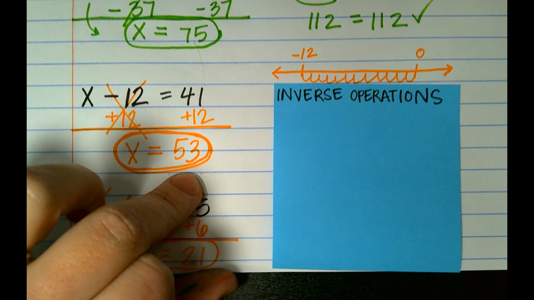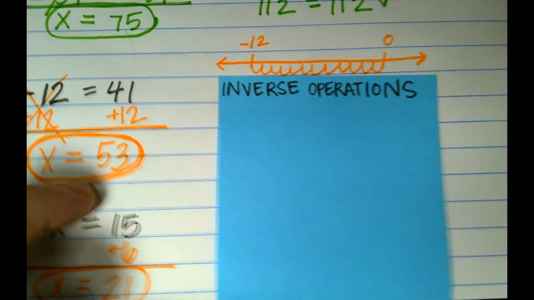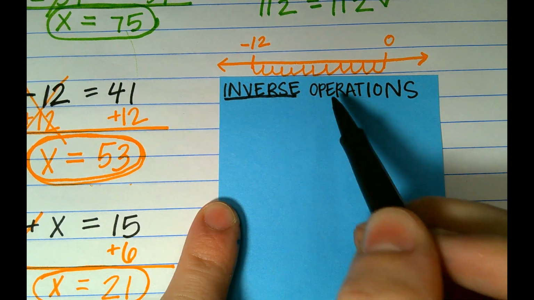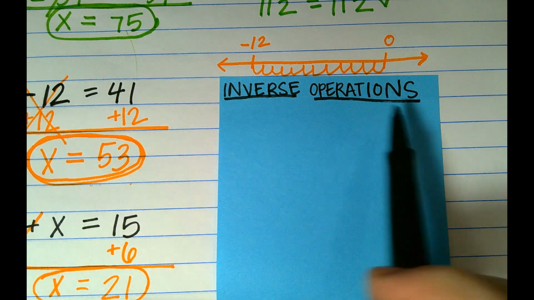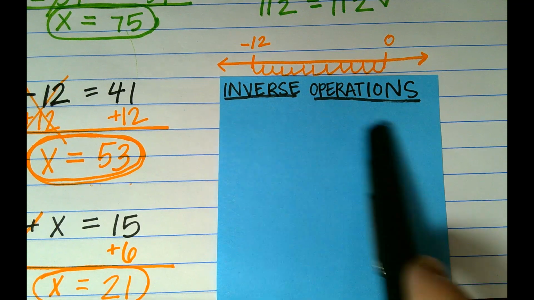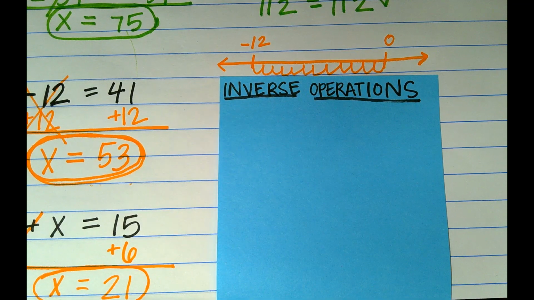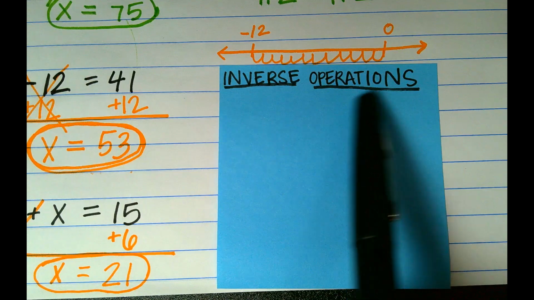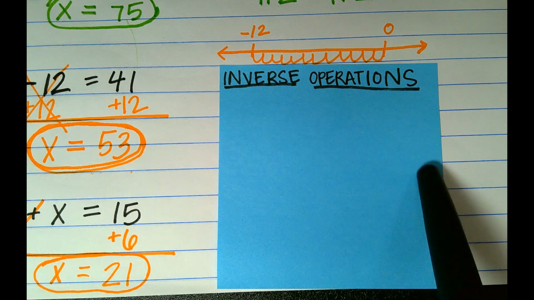Inverse operations. Let me zoom in on that for you. We know what operations are, right? It's just the things you do to numbers. Adding, subtracting, multiplying, dividing. We want to write that with enough space to draw some things underneath it. So we're going to be talking about those 4 different things.